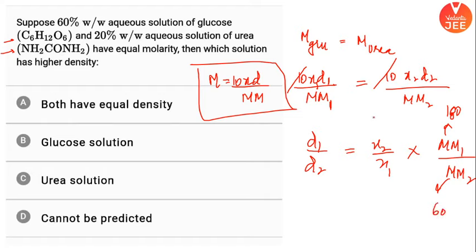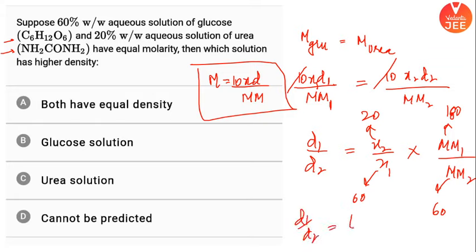Learn this. I don't remember this one myself. You also learn it. Urea, glucose, they are used many times, so you learn them exactly. Then X2, without wasting our time. X2 beta, what will be X2? X2 here would be 20, X2 here would be 60, correct? Put the values accordingly and you will get D1 by D2.